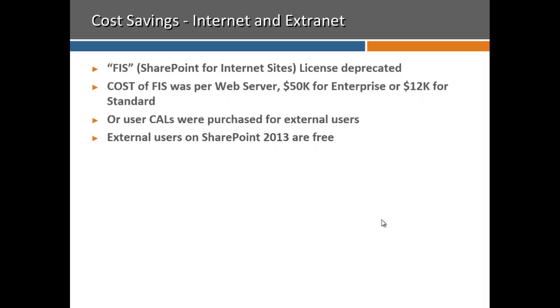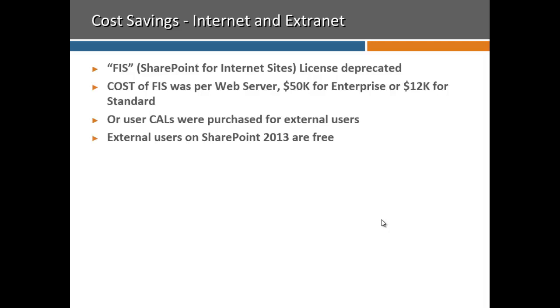So in addition, with SharePoint 2010, if you wanted to do extranet or internet scenarios, it came with a pretty hefty price tag. For internet sites, you had to purchase a SharePoint for Internet Sites license for each of your front-end web servers. So if you were following best practices, you had 2 web front ends minimally, and you're looking at a cost of either 12 to 50K per server, depending on whether or not you were using SharePoint Enterprise for your internet site or your extranet site.